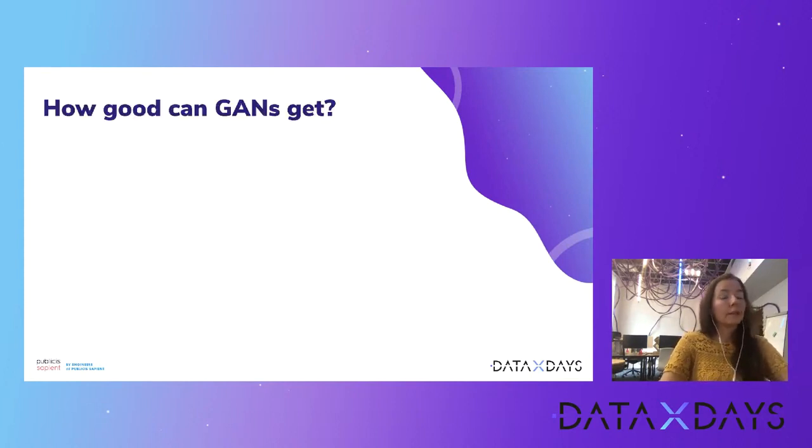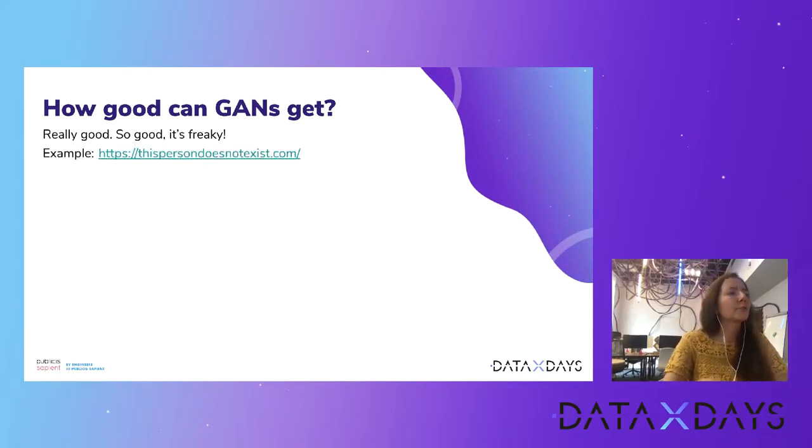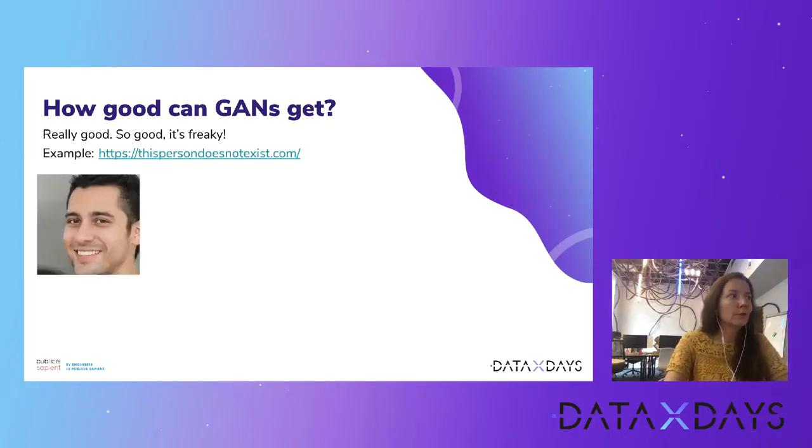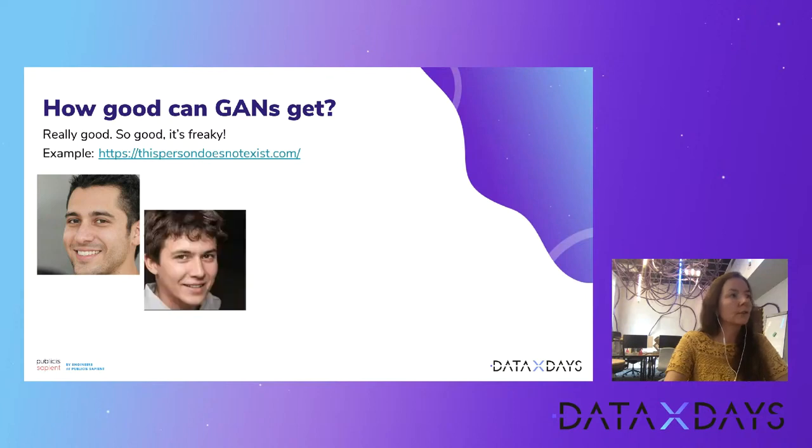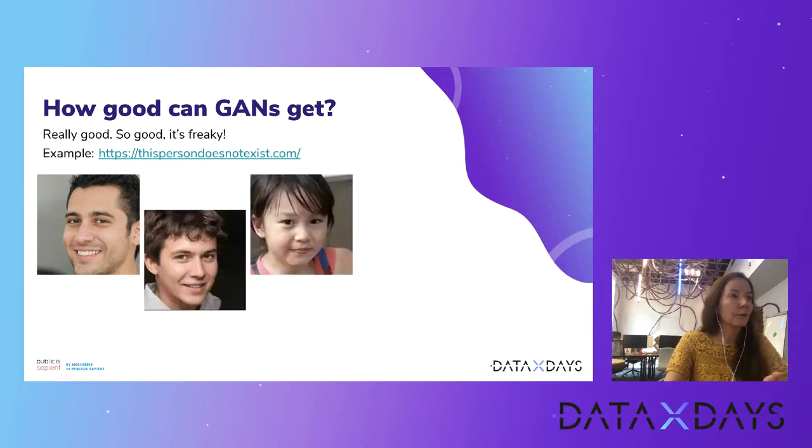Okay, so the next thing I wanted to mention was, well, how good can these generative adversarial networks get? They can actually get quite good. So really, really good, actually. There is this semi-famous website, thispersondoesnotexist.com. And every time you go to the website, you get a new picture of a person. So that's one picture, and then next time you get this one, and then you refresh.